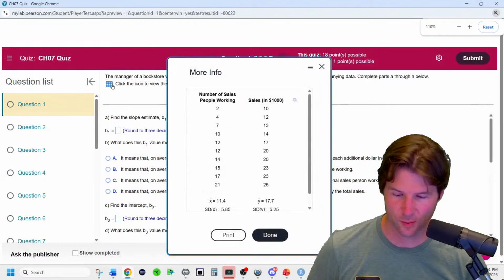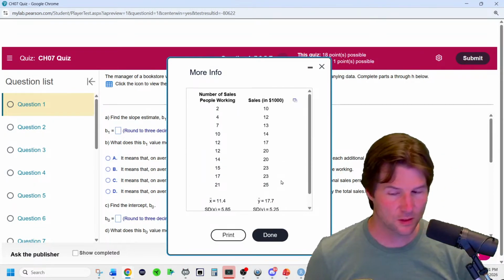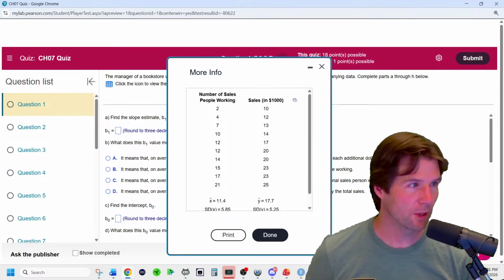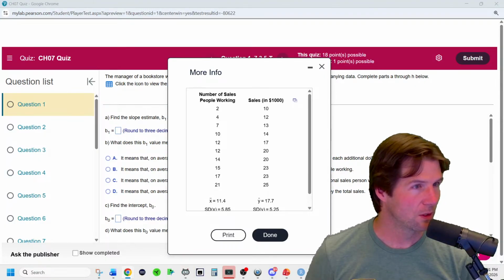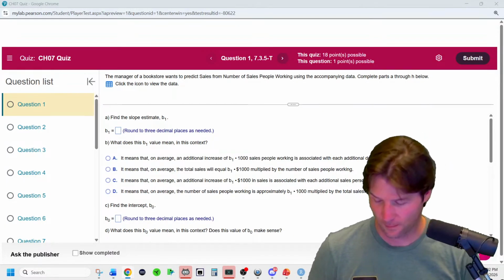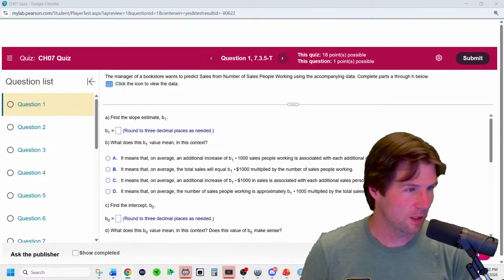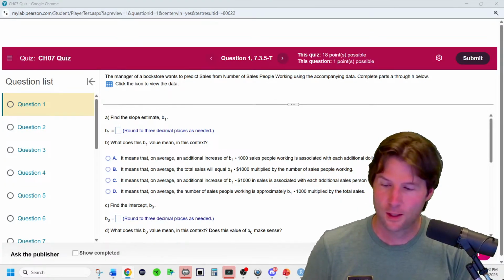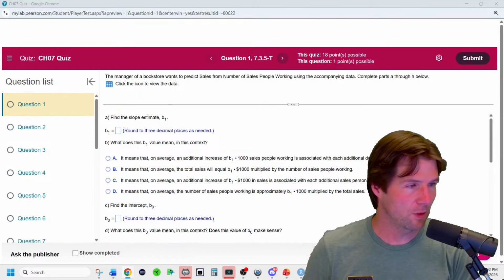Okay, look at this manager at a bookstore problem. This is a really great one for the regression solver. So let's bring up the notes, office hours notes, manager at a bookstore problem. Okay, so this is the Stat 201 chapter 7 quiz, the manager of a bookstore.